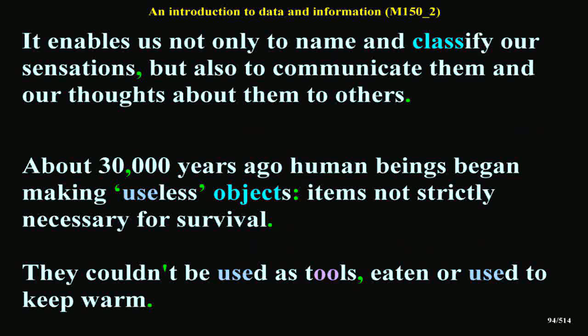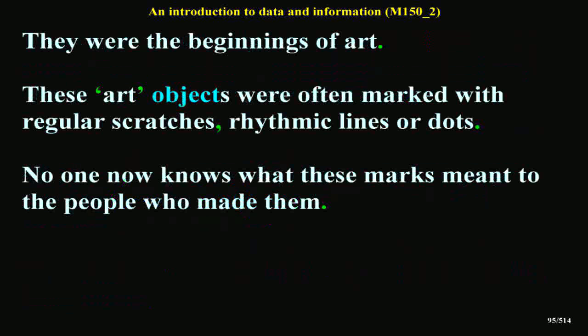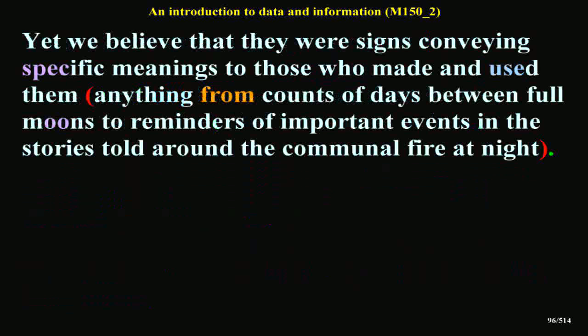About 30,000 years ago, human beings began making useless objects. Items not strictly necessary for survival. They couldn't be used as tools, eaten or used to keep warm. They were the beginnings of art. These art objects were often marked with regular scratches, rhythmic lines or dots. No one now knows what these marks meant to the people who made them. Yet we believe that they were signs conveying specific meanings to those who made and used them, anything from counts of days between full moons to reminders of important events in the stories told around the communal fire at night.